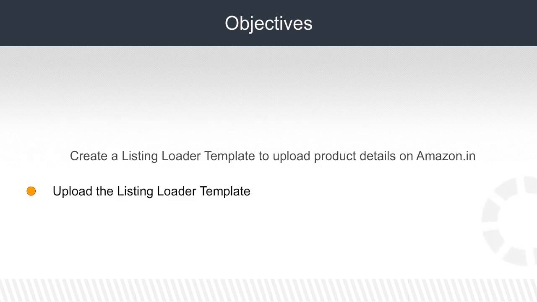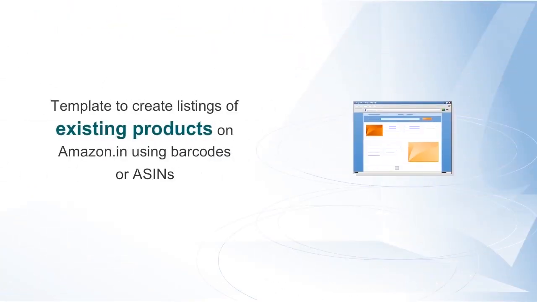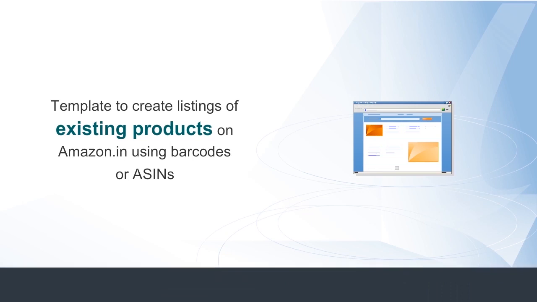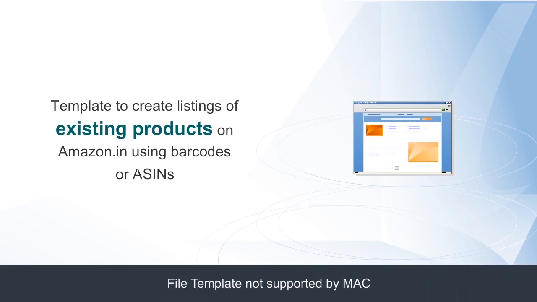A listing loader template enables you to create your listings for products that already exist in the Amazon.in catalog using barcodes or ASINs. Please note that Mac does not support such a template.